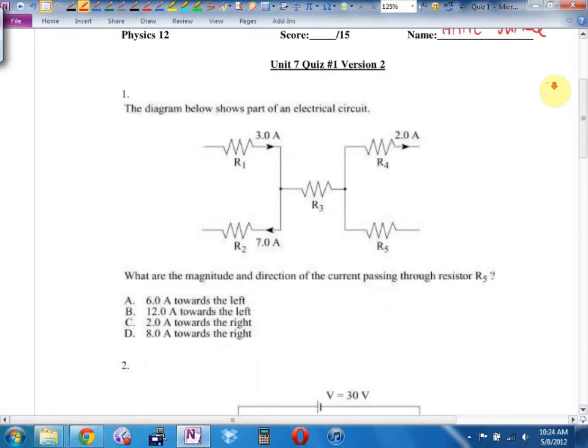It says this: the diagram below shows part of an electrical circuit. What are the magnitude and the direction of the current passing through resistor R5? I don't know. Let's see what I can figure out.